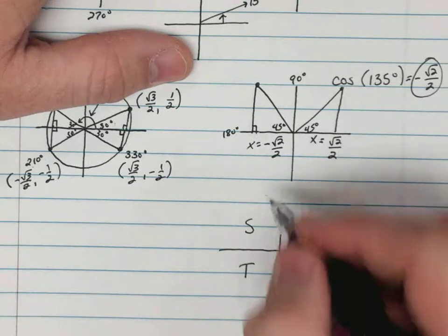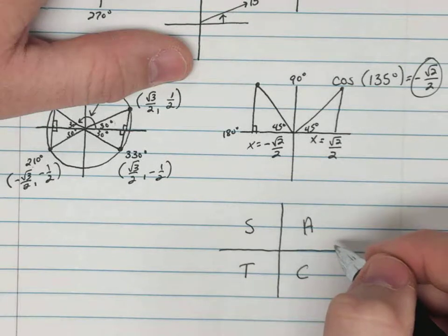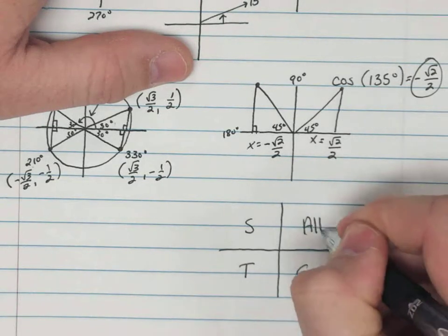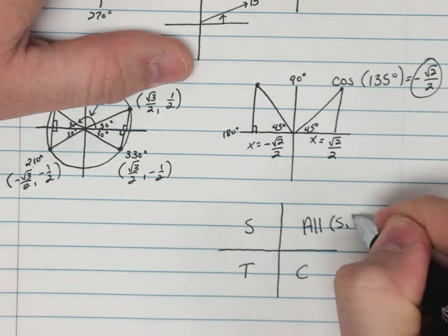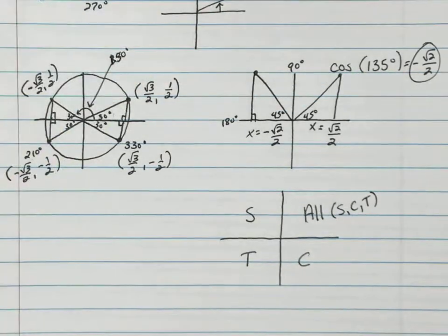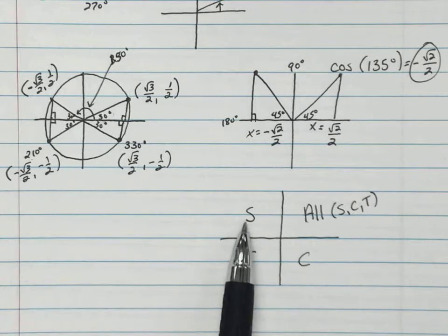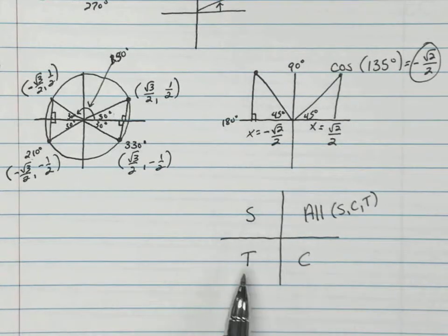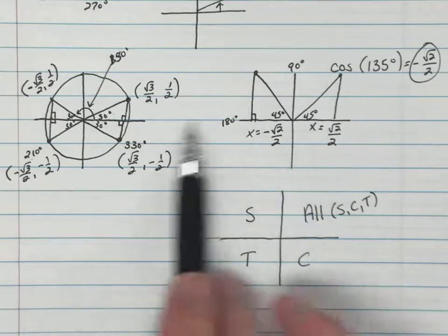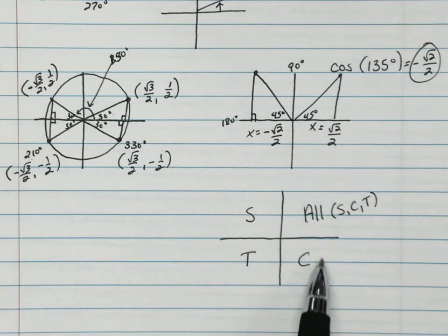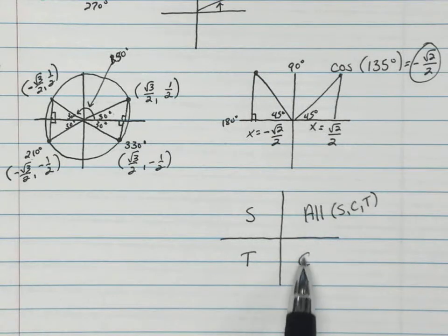Okay, this tells you where things are positive. In the first quadrant, all, and when I say all, I mean sine, cosine, and tangent are all positive. In the second quadrant, sine is positive. In the third quadrant, tangent is positive, and that means that cosine and sine would be negative. All other things are negative. We'll talk about tangent in a second and how you do the same stuff for tangent. And in the fourth quadrant, cosine is positive, meaning that tangent and sine would be negative.